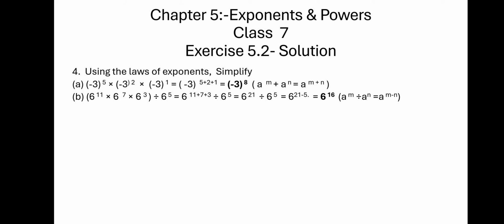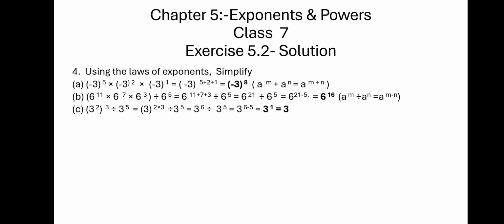A raised to m multiplied by a raised to n gives you a raised to m plus n. B question, 6 raised to 11 multiplied by 6 raised to 7 into 6 raised to 3. So we have to add all, 11 plus 7 plus 3, and then this bracket divided by 6 raised to 5. So that will give you 6 raised to 21 divided by 6 raised to 5 equal to 6 raised to 21 minus 5, that is 6 raised to 16. Here two laws are applied. First is a raised to m into a raised to n is equal to a raised to m plus n, and a raised to m divided by a raised to n equal to a raised to m minus n.